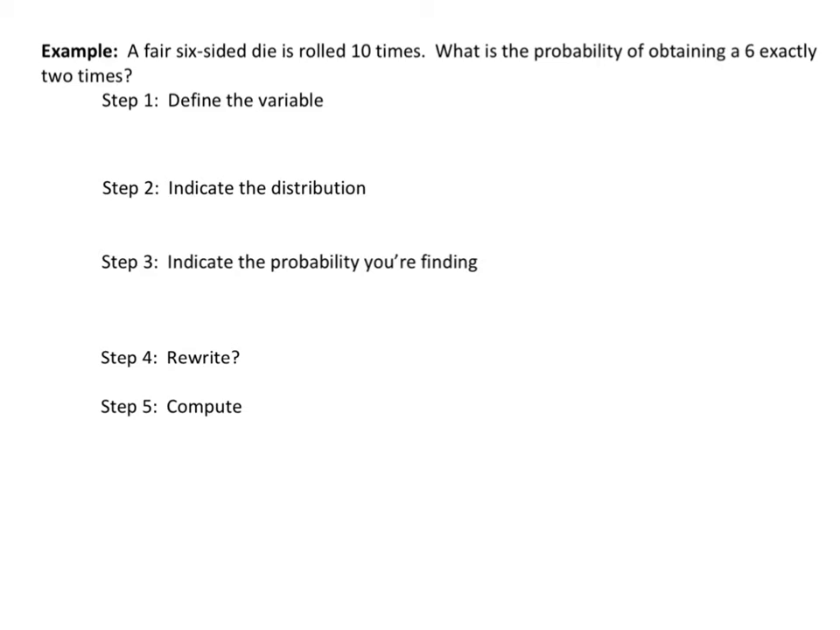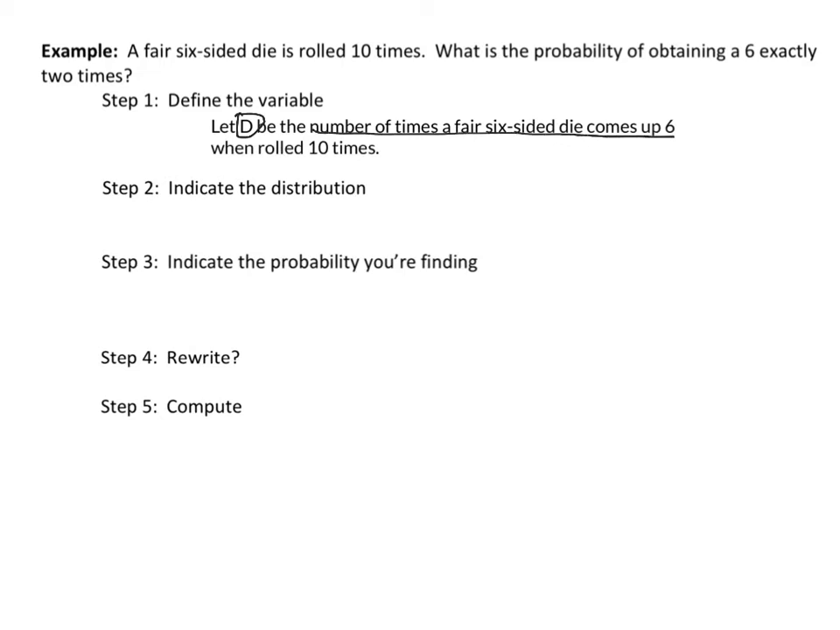So step 1, we're supposed to define the variable. Remember from the previous slide, we're supposed to start with "let X be the number of," and we write the thing out. So I'm going to show you what that should look like. I write something like, let D, I'd use D for die, let D be the number of times a fair six-sided die comes up 6 when rolled 10 times. Notice I defined the variable, I said what I was counting, the number of sixes, and I put in the number of trials, 10.